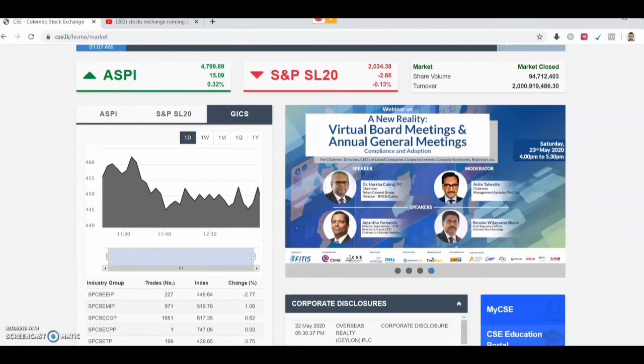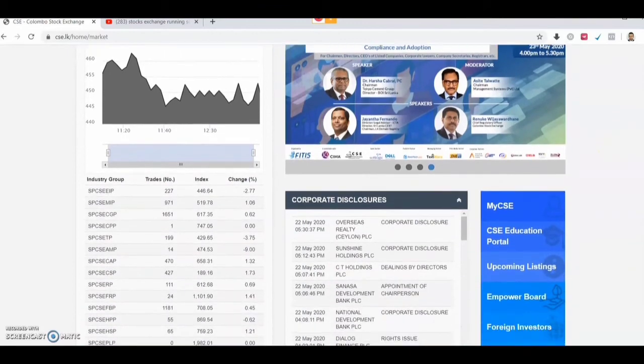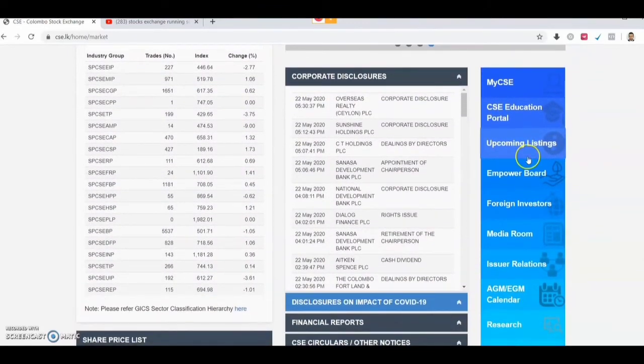And moving on, you will see corporate disclosures. Basically, if a company wants to release any sensitive information, for example, that the company's director or the chairman is resigning and they are going to recruit a new chairman or new board member, they need to publish to CSE first. They cannot give it to the media. They need to publish to CSE and then to the rest.